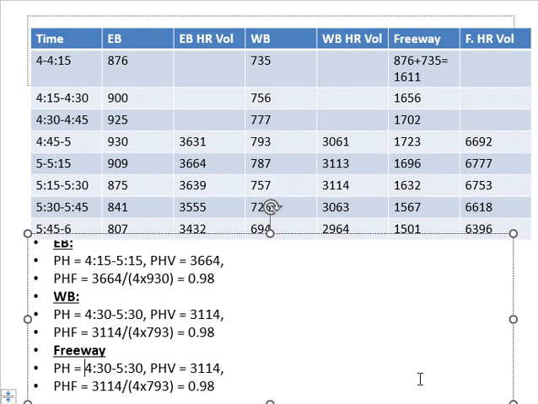Okay, for the freeway. Which one is the highest? This one, right? So the timing is what? 4:15 to 5:15. The peak hour volume is 6777. And the peak flow is how much? 1723.